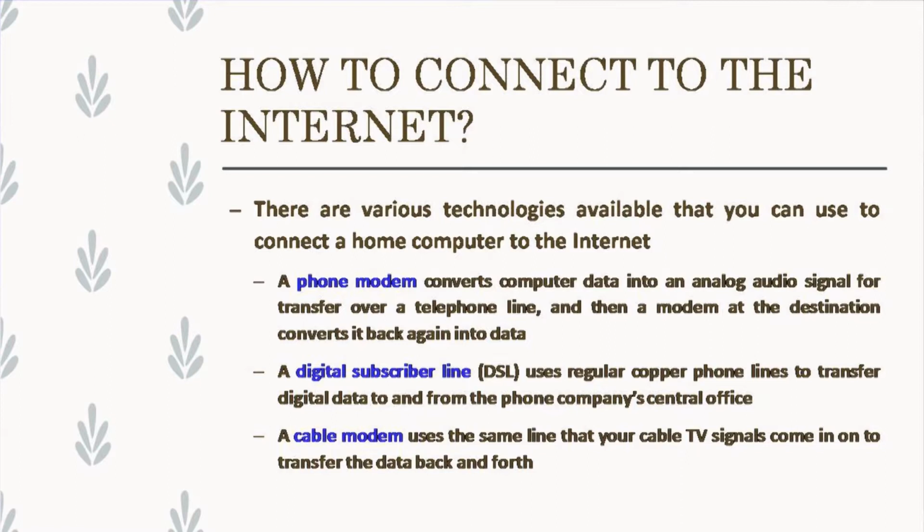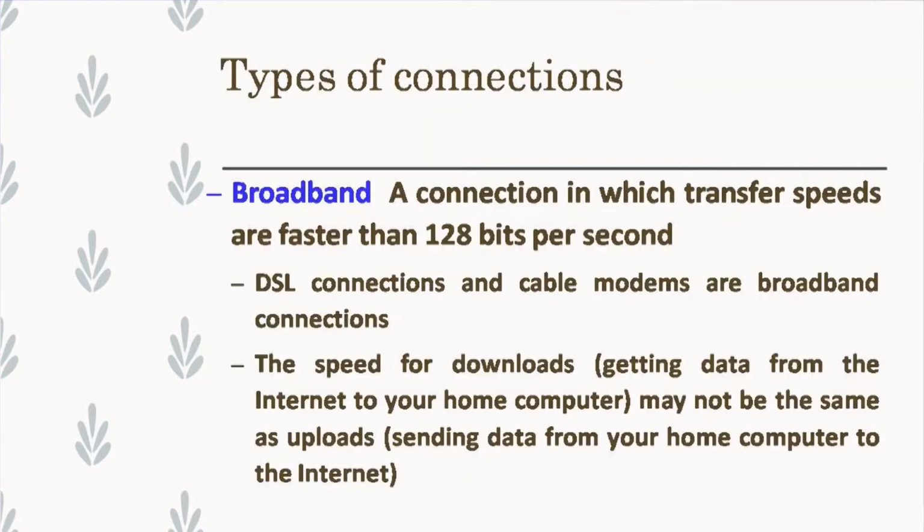A digital subscriber line uses regular copper phone lines in order to transfer digital data to and from one phone company's central office. Broadband basically gives a connection in which transfer speeds are faster than 128 bits per second. So digital subscriber line connections and cable modems are broadband connections.